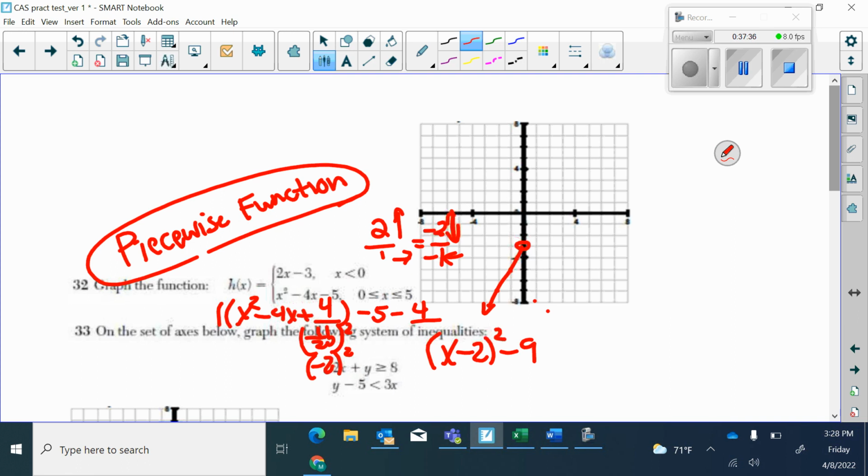We know we go right 1, up 1, left 1, up 1, left 2, up 4. 1, 2, 3, 4. And right 2, up 4. 1, 2, 3, 4. So it's going to go like this, and it's going to stop at 5. Notice we're stopping at 5. If I want to actually get 5's value, I just plug 5 in: 25 minus 20 is 5, 5 minus 5 is 0. So it comes up to 0 right there and stops. It only goes to 5, doesn't keep going. So that would be the shape of that piecewise function.